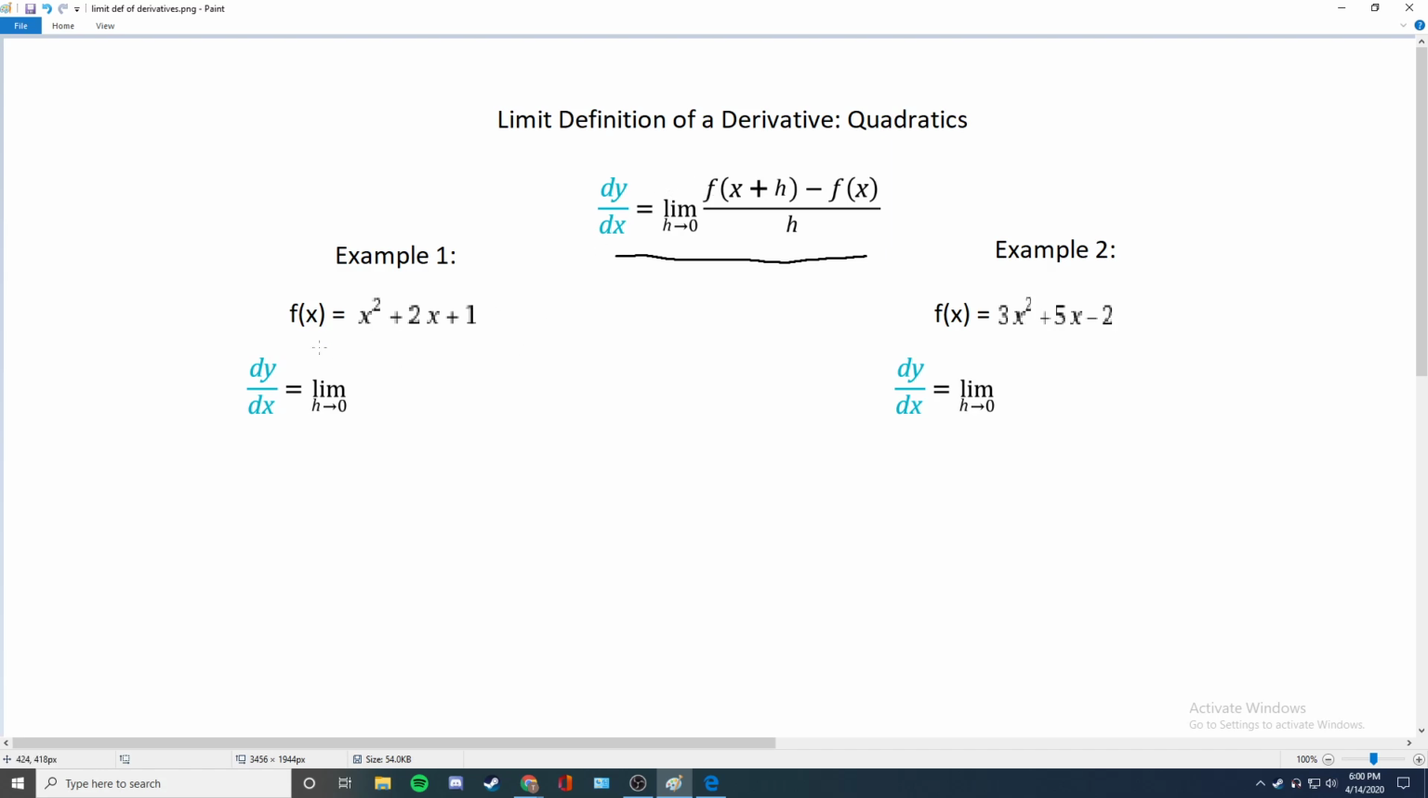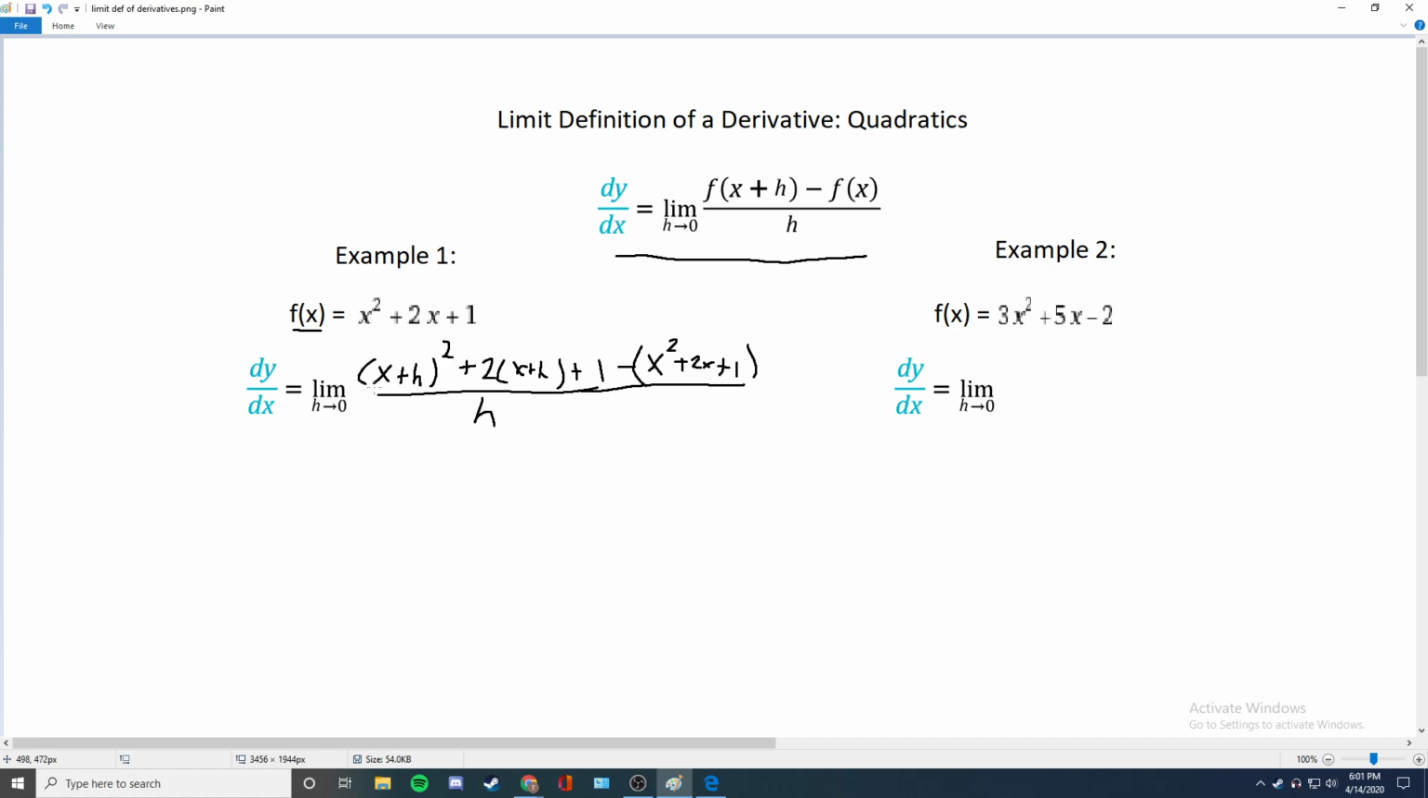So if our f of x is x squared plus 2x plus 1, then our f of x plus h will just be that, but with x replaced with x plus h. So we've got (x plus h) squared plus 2 times (x plus h) plus 1, all over h. And then we also have to subtract the original f of x on the top. So we've got x squared plus 2x plus 1.